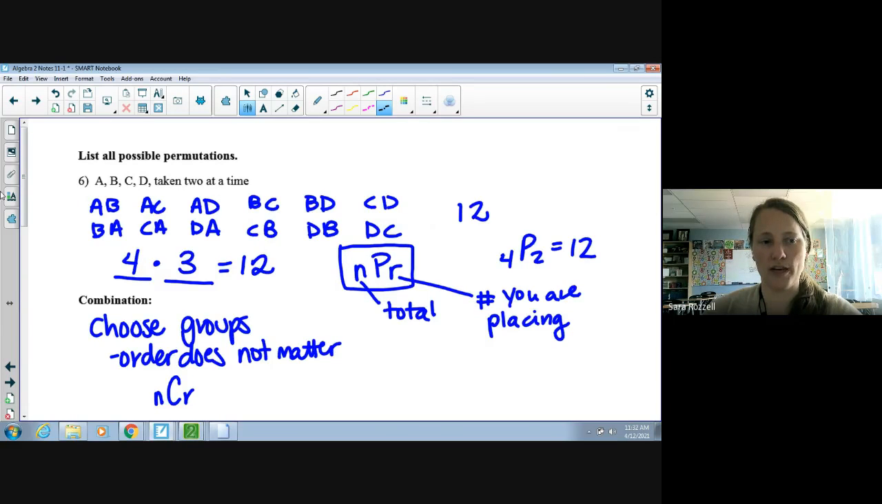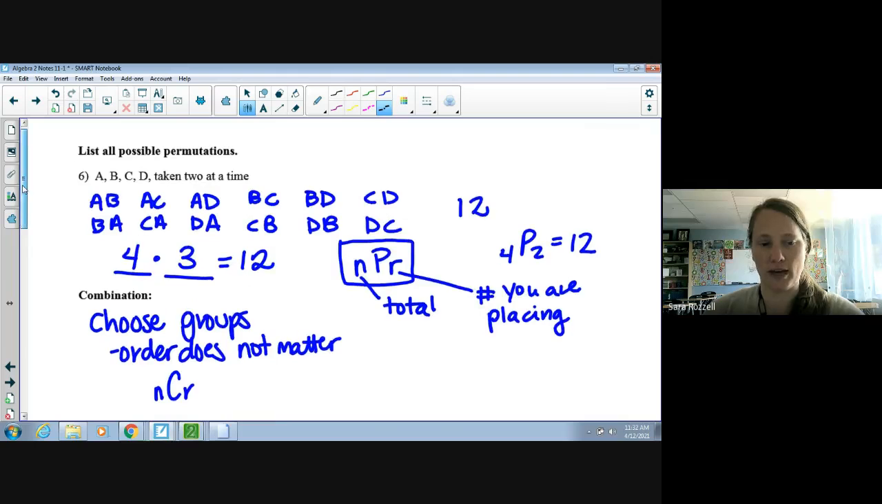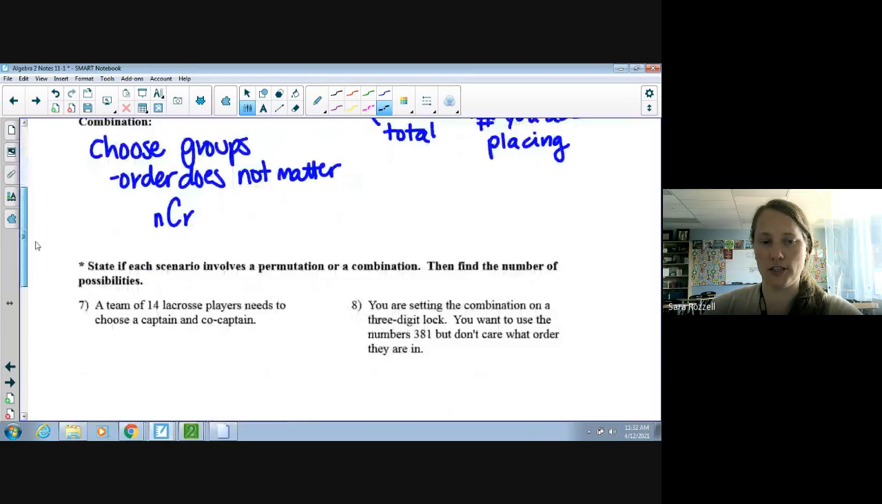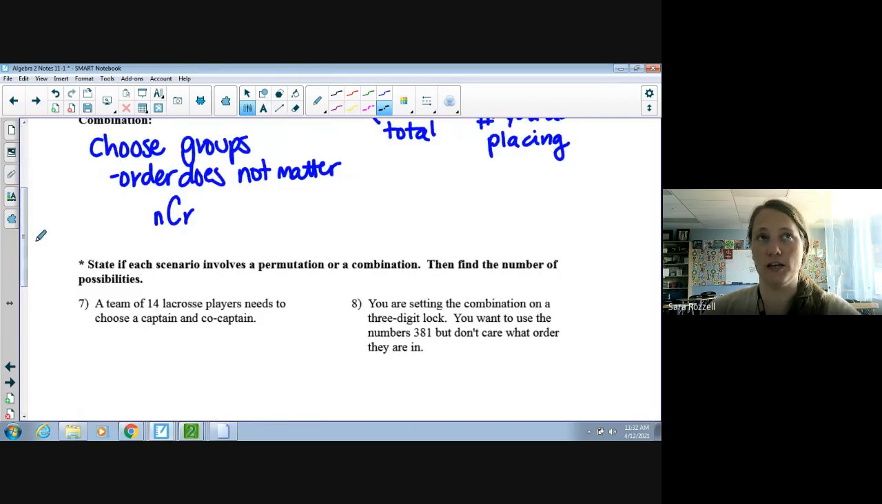Okay. So we have got 4 at the bottom, and we have to pick if they're permutations or combinations. And then we're going to see if we need to do NPR or NCR.